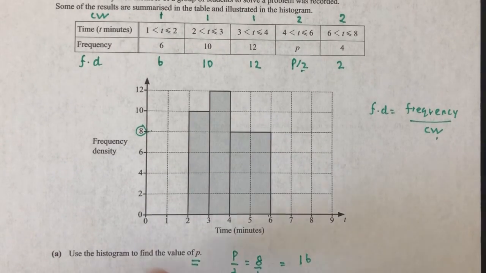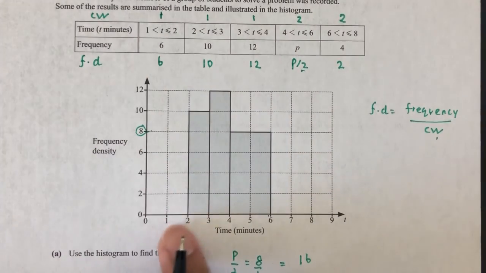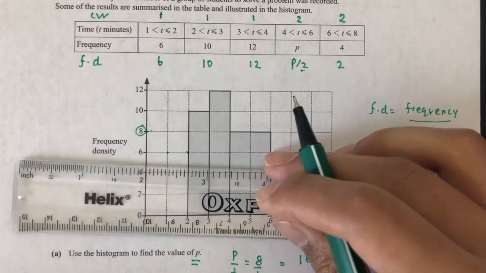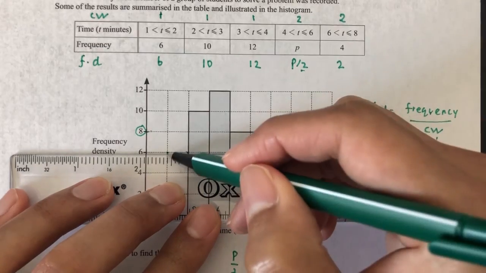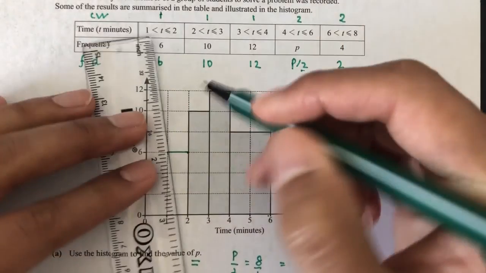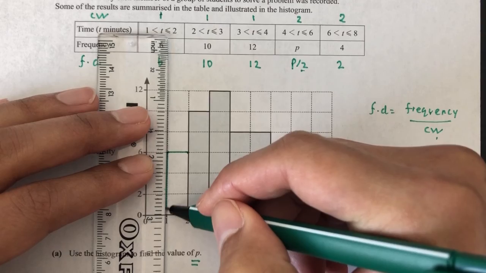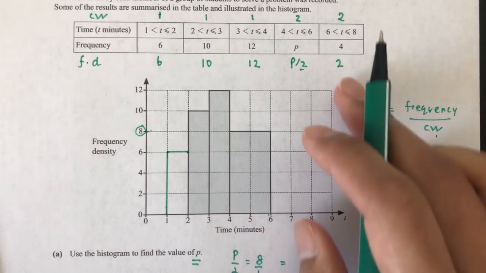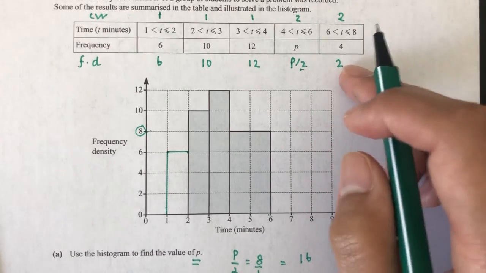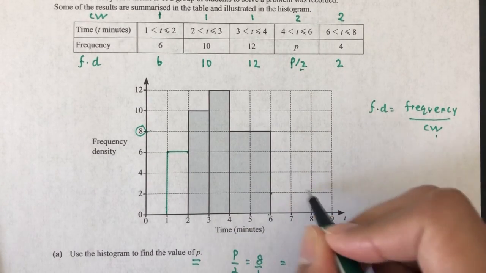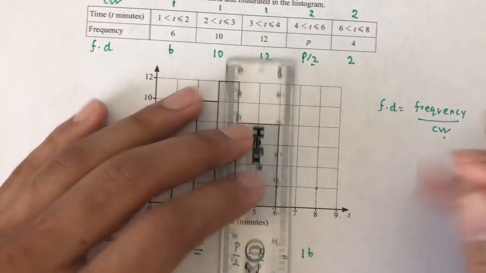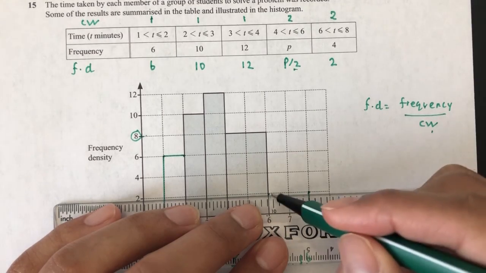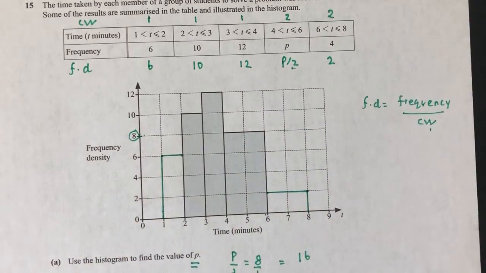Okay, so we have to draw the class from 1 to 2. 1 to 2 is 6. So that's the histogram for 1 to 2, and we have to draw the class from 6 to 8. That will be 2. It will be this. So we join the lines and we complete the histogram for this class. And that's it for question number 15.